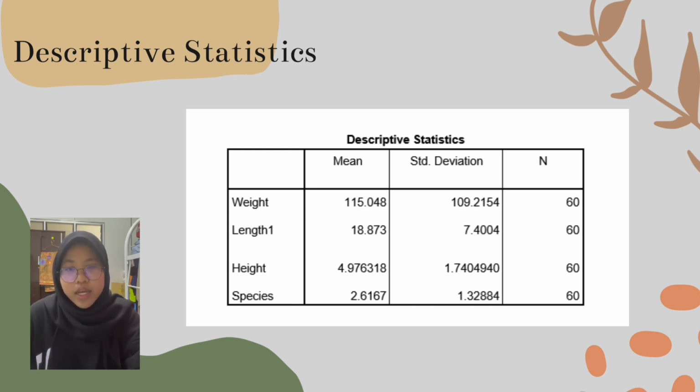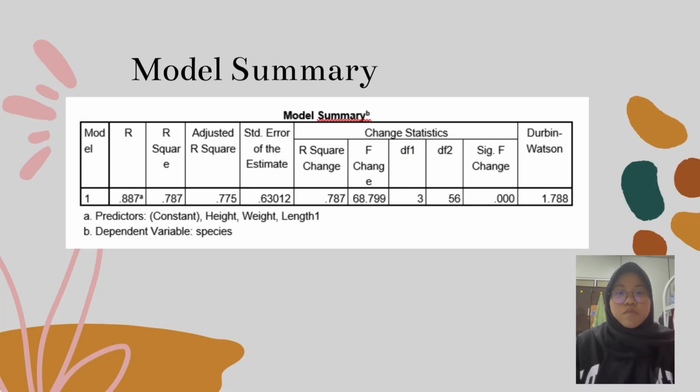And next, mean for weight is 115.048, length is 18.873, height is 4.976, and the last one, species, is 2.617. Next is model summary.